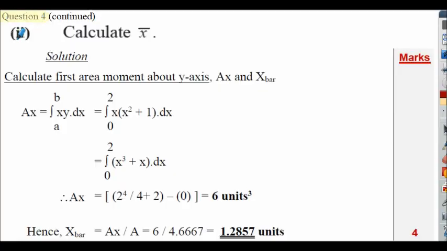Question 4, part 2. Calculate the x bar. So initially we will calculate the first area moment about the y-axis given the standard formula. Replace y here with our x squared plus 1 from the previous slide. And we determine the first area moment, from which we can then calculate the x bar, which is the first area moment divided by the area under the curve.